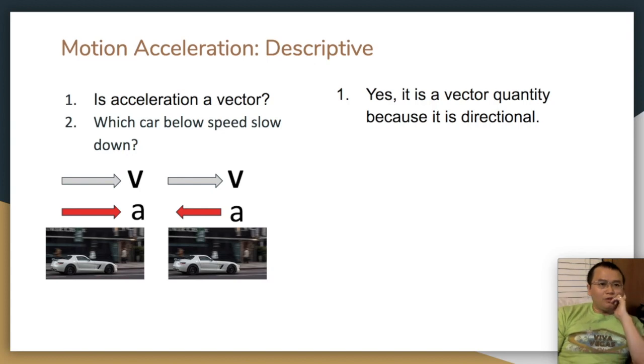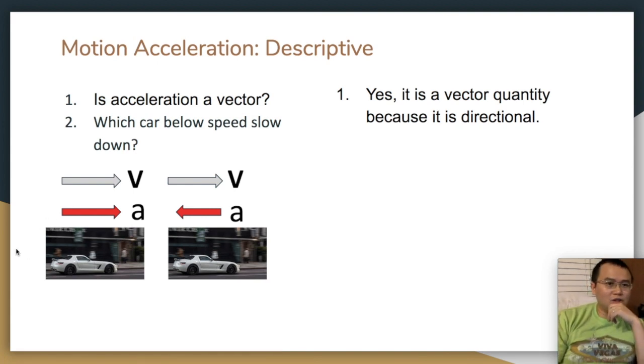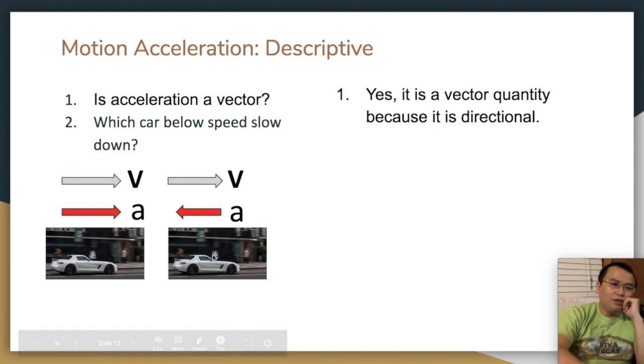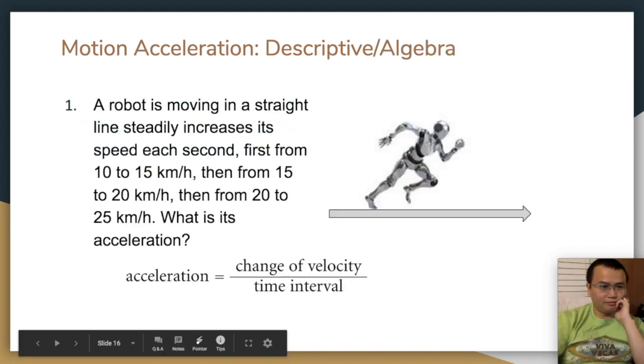Okay, so if you look at the example in the bottom right here, the question is which car below slows down. You look at case one right here, you see that the car is moving to the right with a certain velocity, and also the acceleration is to the right. In this case, the car will speed up. Okay, and over here you have a car moving to the right with a certain velocity, but the acceleration is to the left. In this situation, the car is slowing down.